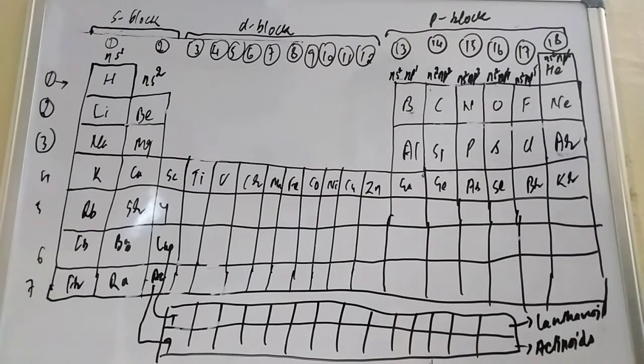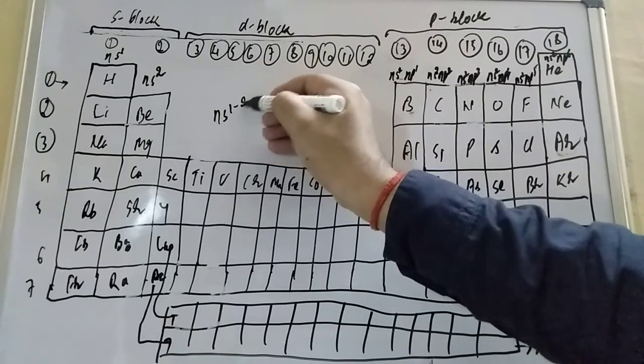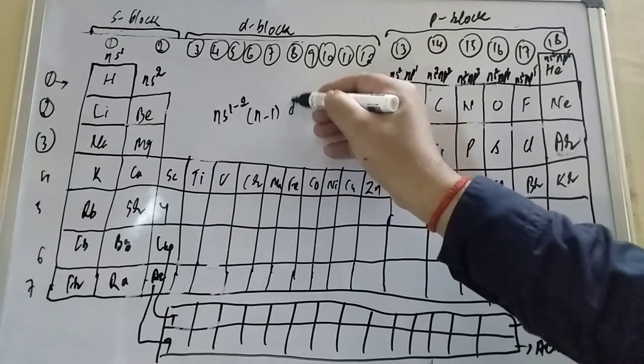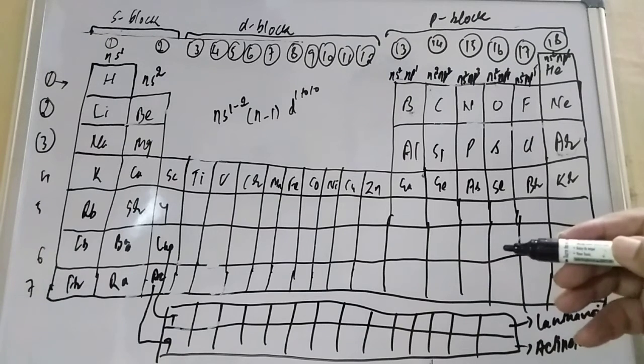Okay, when you are going for the D block elements, we will give the electronic configuration separately, student. D and F block. If you want to know the electronic configuration for a D block element, it is ns1 to 2, ns1 to 2, and (n minus 1) d1 to 10. This is the D block element.